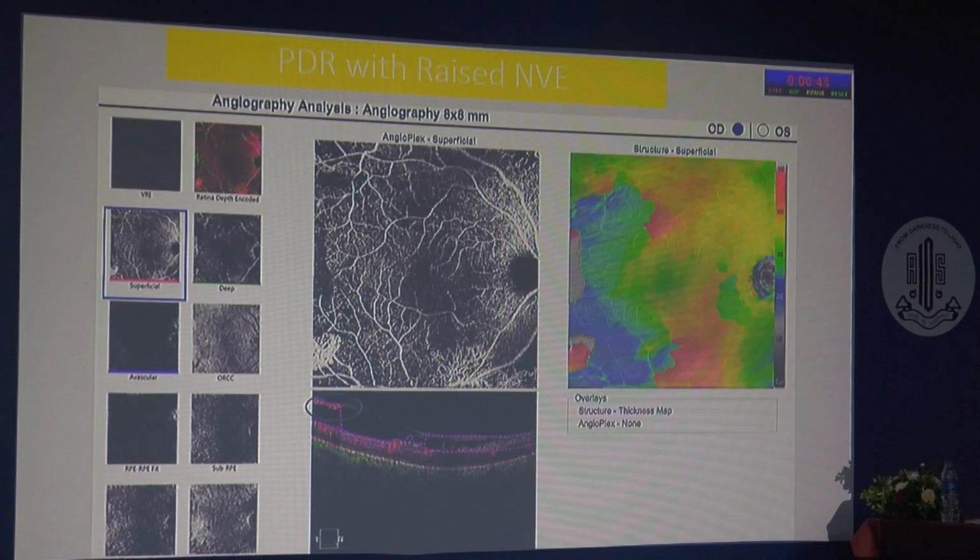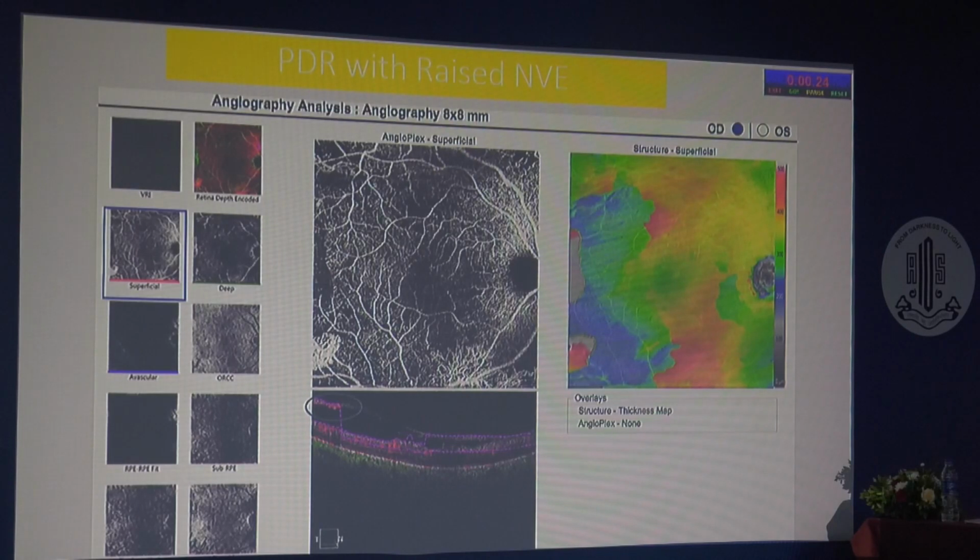Here the NV is there. You can see the NV. So what people are now using is trying to map the posterior pole for diabetic retinopathy, looking for the ischemia. The microaneurysms will not show well. They look like saccular pouching on this. So can I pick up early diabetic changes on OCT? You may.